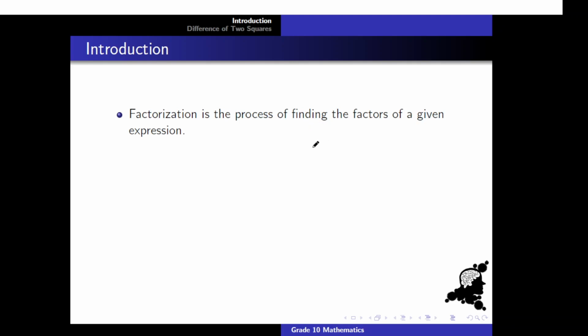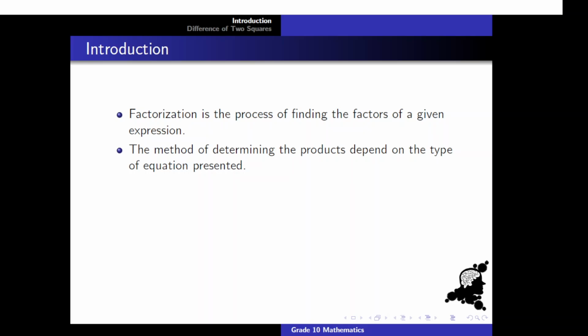We said in the previous video as well that factorization is the process of finding the factors of a given expression. Now, not so much the factors in terms of numbers, but also the factors in terms of, well, just terms. And the method of determining the factors or the products depends on the type of equation that is presented. In the previous video, we had a look at factorizing the common factor. If you haven't watched that video, I would highly suggest that you check it out, because some of what we will do today will involve the common factor that we looked at in the previous video. I will leave a link down in the description for you so that you can have access to the video and to the entire playlist as a whole.